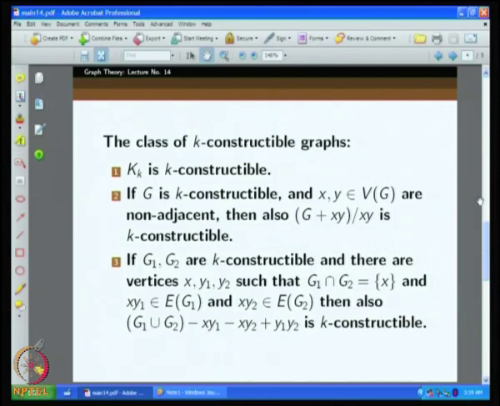Suppose you are given two k-constructible graphs, G1 and G2, and there is a common vertex for them, x. So they have just one common vertex x. And y1 and y2 are such that xy1 is an edge of the first graph and xy2 is an edge of the other graph. Then G1 union G2 minus xy1 minus xy2 plus y1y2 is k-constructible.